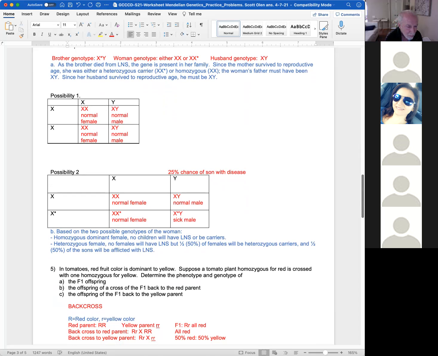However, is that truly a normal female? Is big X star a normal female? Carrier female. Carrier female might even be a better answer, but she will not be affected. She will not have the disease. So that's kind of why they're saying normal. But in truth, she will be a carrier for the disease.